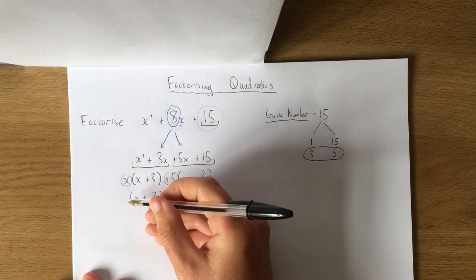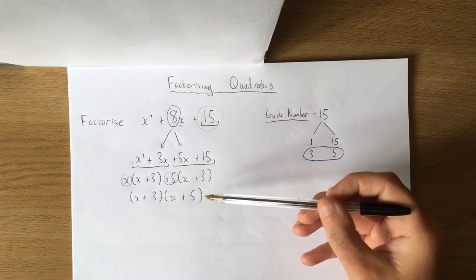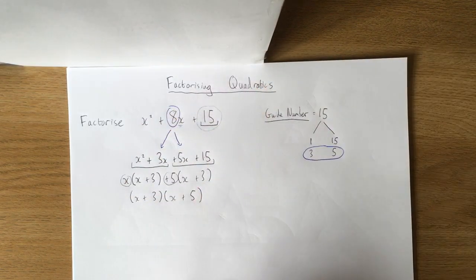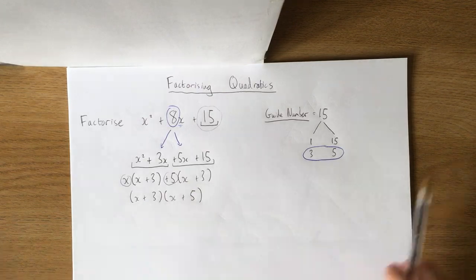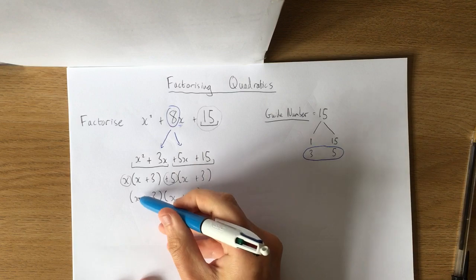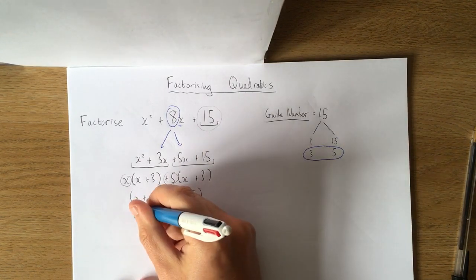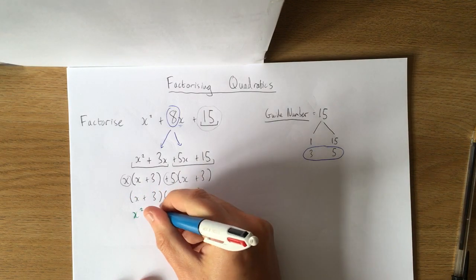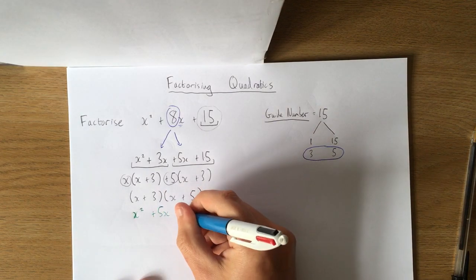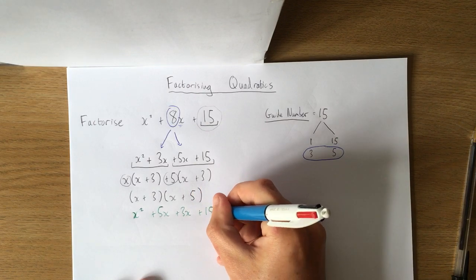What I'm just going to do now is multiply this out again, see that I get back to this, just to show that this does actually work. Whenever you factorize something, you can multiply it out, expand it out, and if you get back to your question, you've done it right. I'll do it in a different color because it's not part of the factorizing answer. X multiplied by x is x squared. X multiplied by 5 is 5x. 3 multiplied by x is 3x. 3 multiplied by 5 is 15.